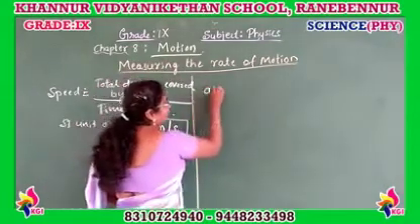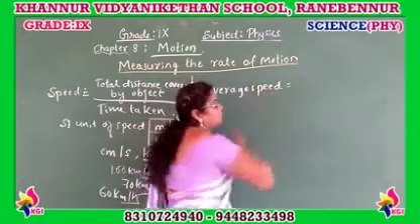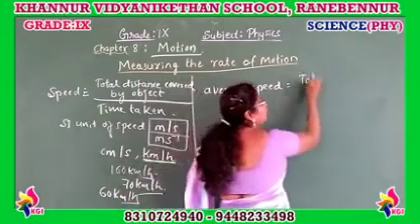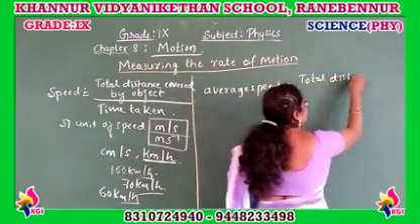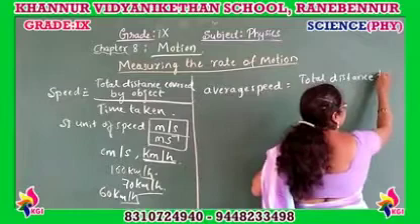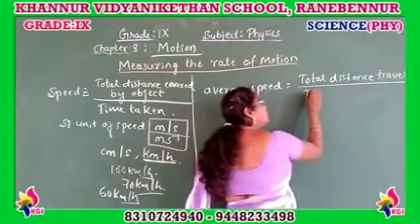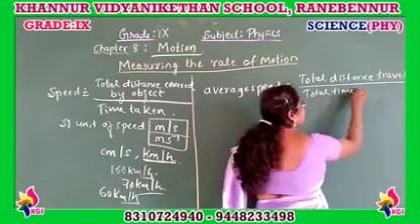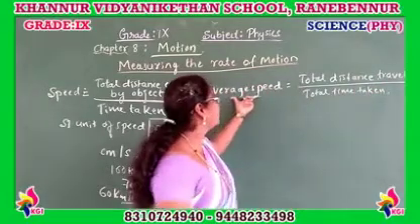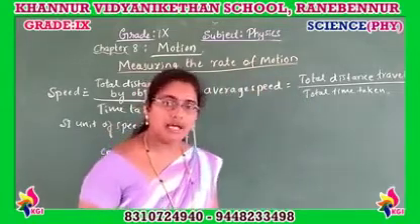So how do we consider average speed? Average speed is equal to the total distance covered by an object, or total distance traveled, divided by the total time taken. So we consider average speed as total distance traveled divided by total time taken.